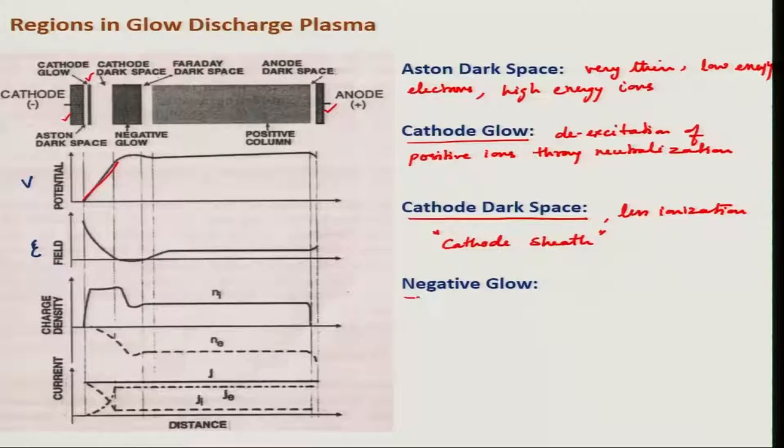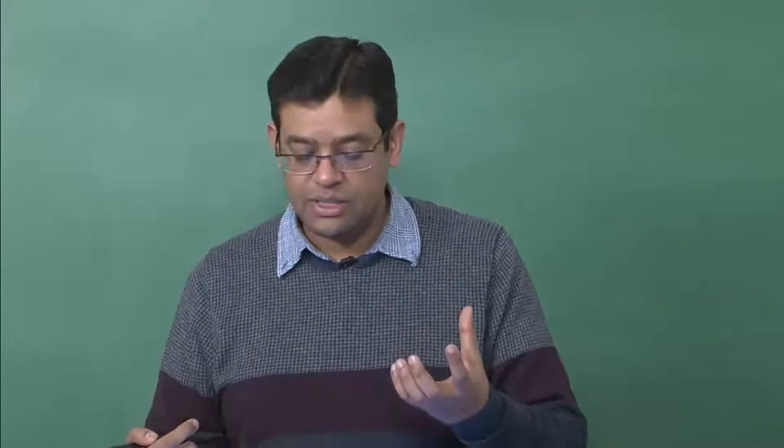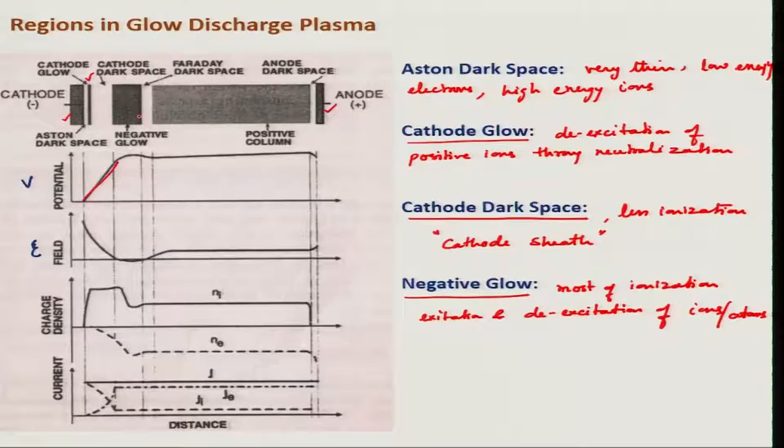The next region is the negative glow. In this negative glow, most of the ionization of the gas happens, and we have electrons, ions, and excitation and de-excitation of ions and atoms. So this is the most active region of what is happening in the plasma. Electrons have gained sufficient energy to ionize gas atoms, and now some of these gas ions are either excited or de-excited, and in the process they give a glow. Again, after this there is a small dark space, and then we have a positive column where low energy ions usually are present.